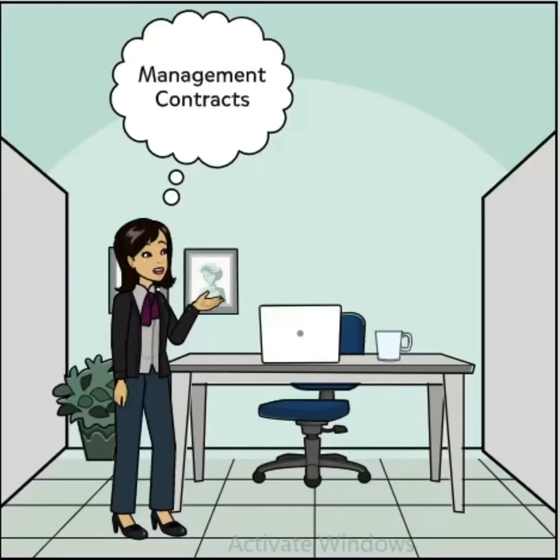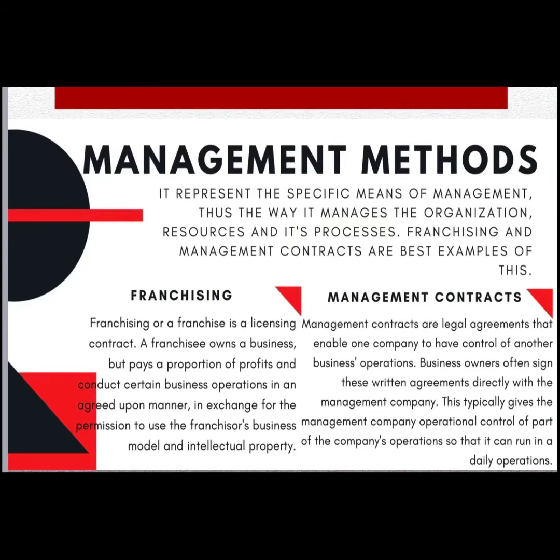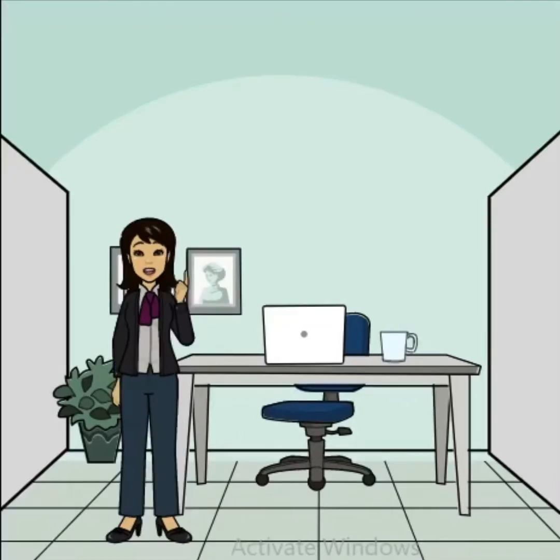Management contracts. Management contracts are legal agreements that enable one company to have control of another one's business operations. Business owners often sign these written agreements directly with the management company. This typically gives the management company operational control of part of the company's operations so that it can run the daily operations. For example, I am the heiress of our company, and it's all about hotels, but I don't have any experience in handling companies. So it is better if I do this management contract so the management company will manage the business for me.